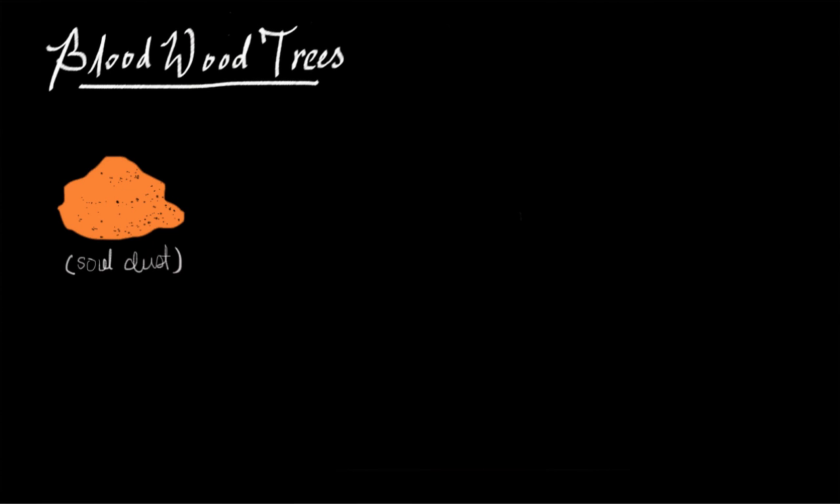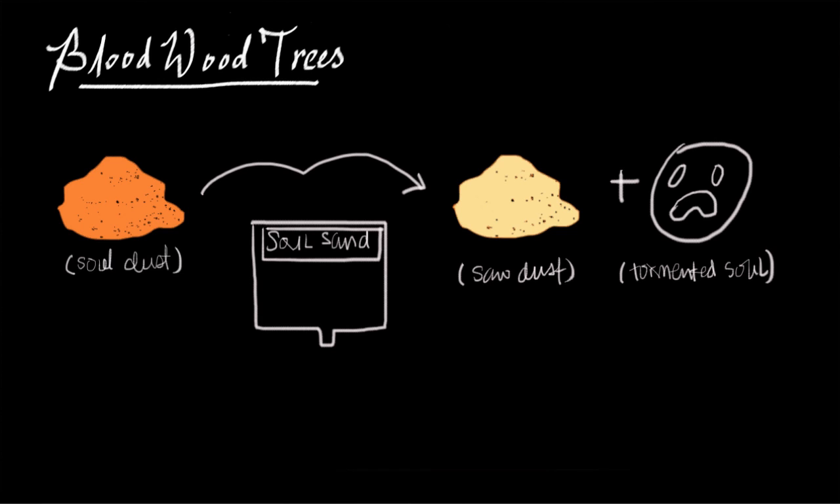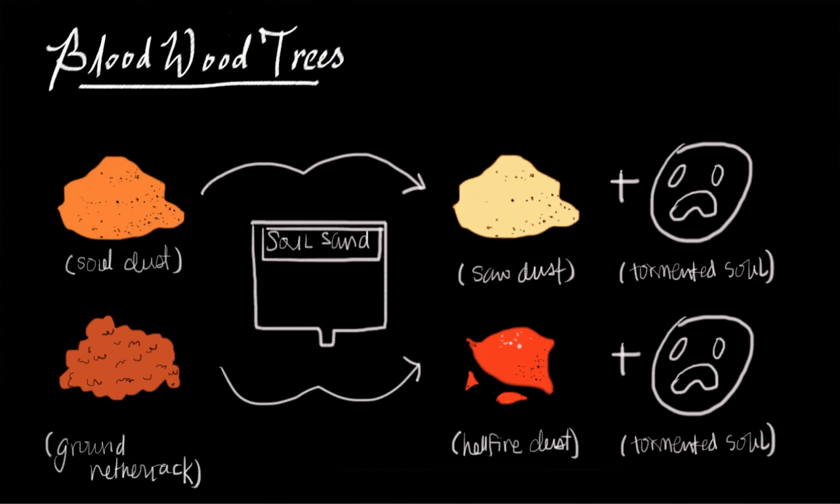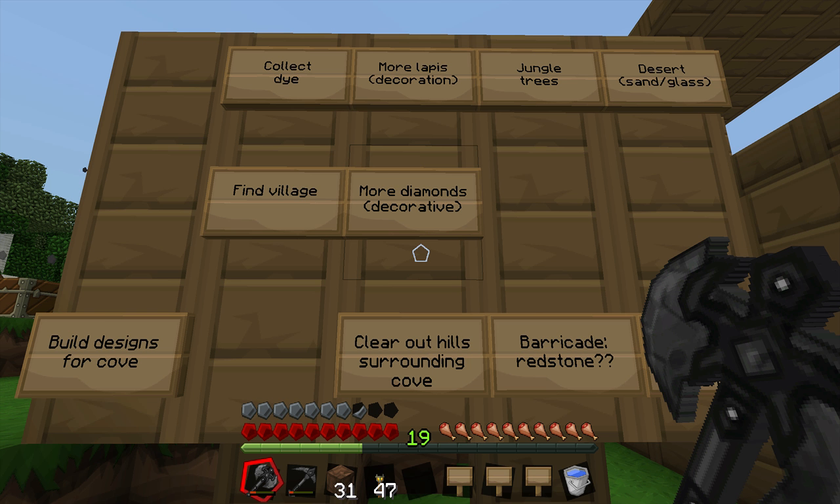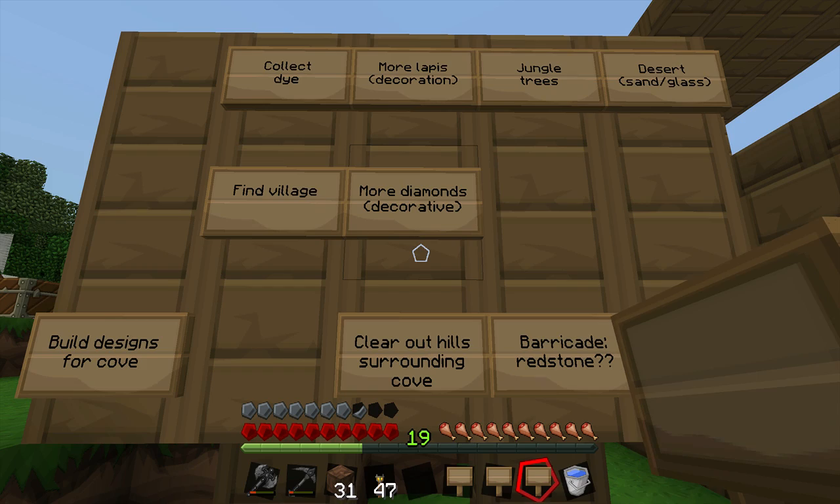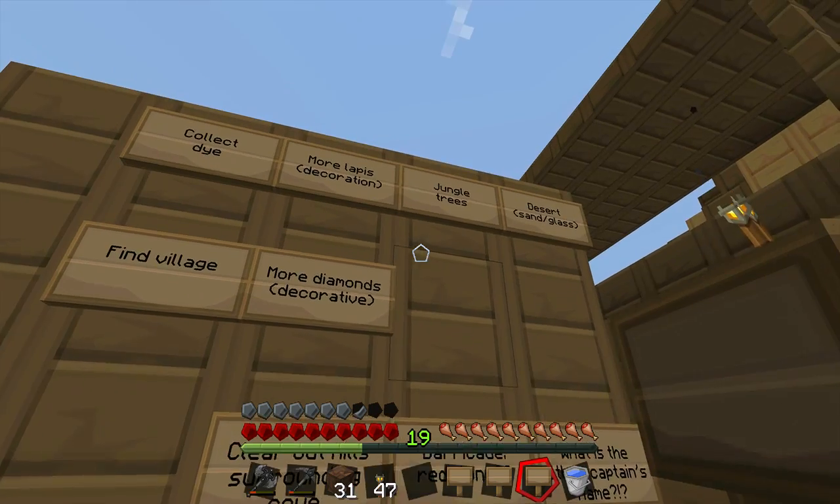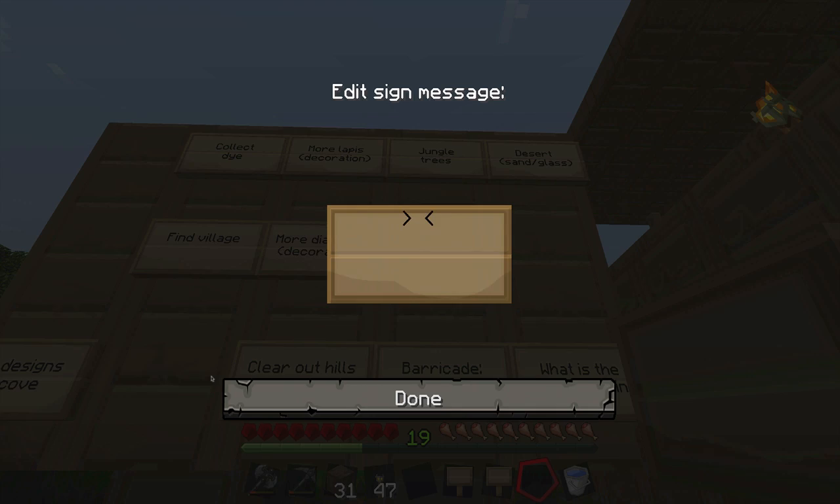Souls can be extracted from soul dust just as you would from ground netherrack, and so with a proper bloodwood tree farm up and running, you could save yourself a lot of time by extracting souls from the blood trees instead of netherrack. However, as you can tell from this billboard, I have yet to find jungle trees, and I do not have access to a nether stronghold yet.